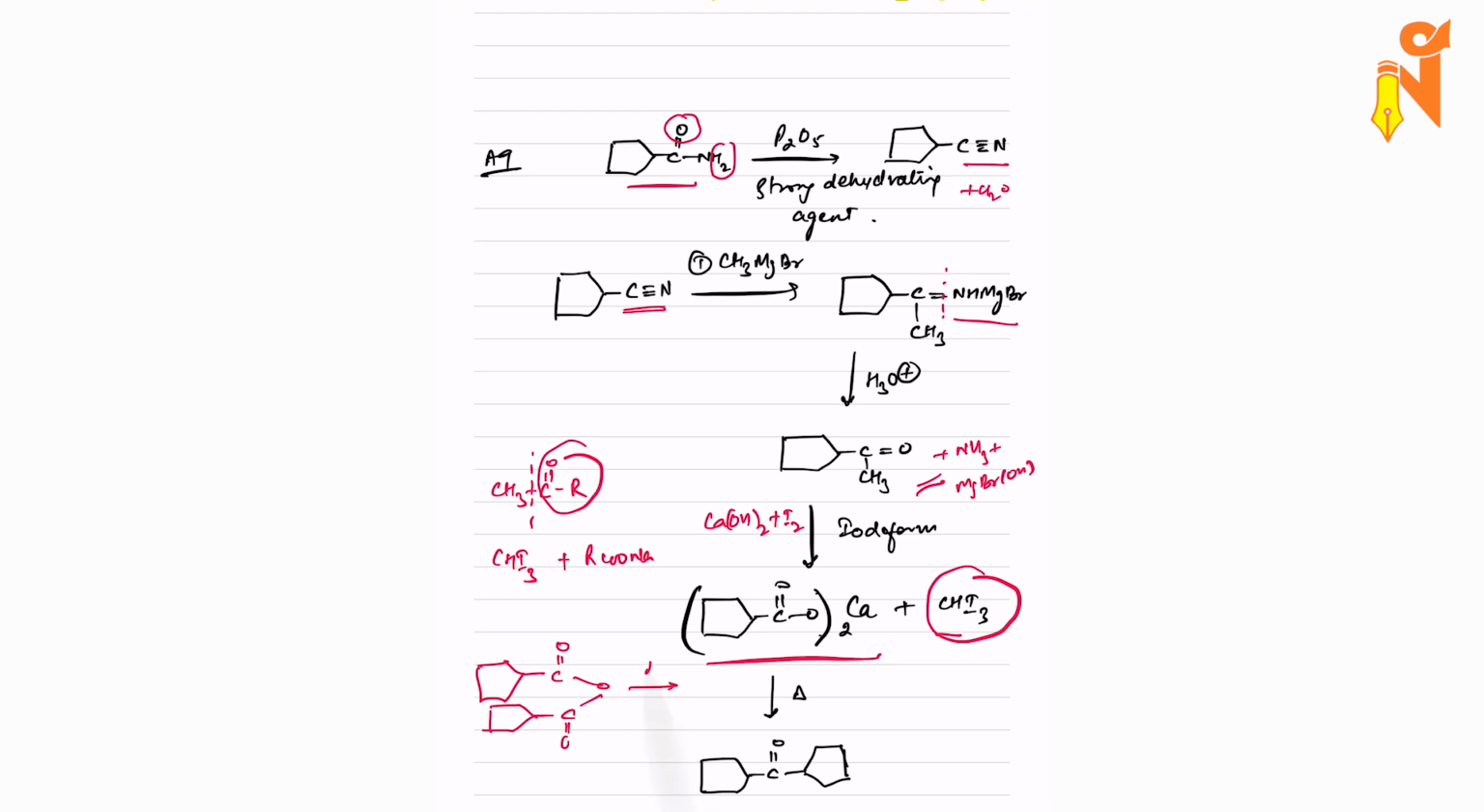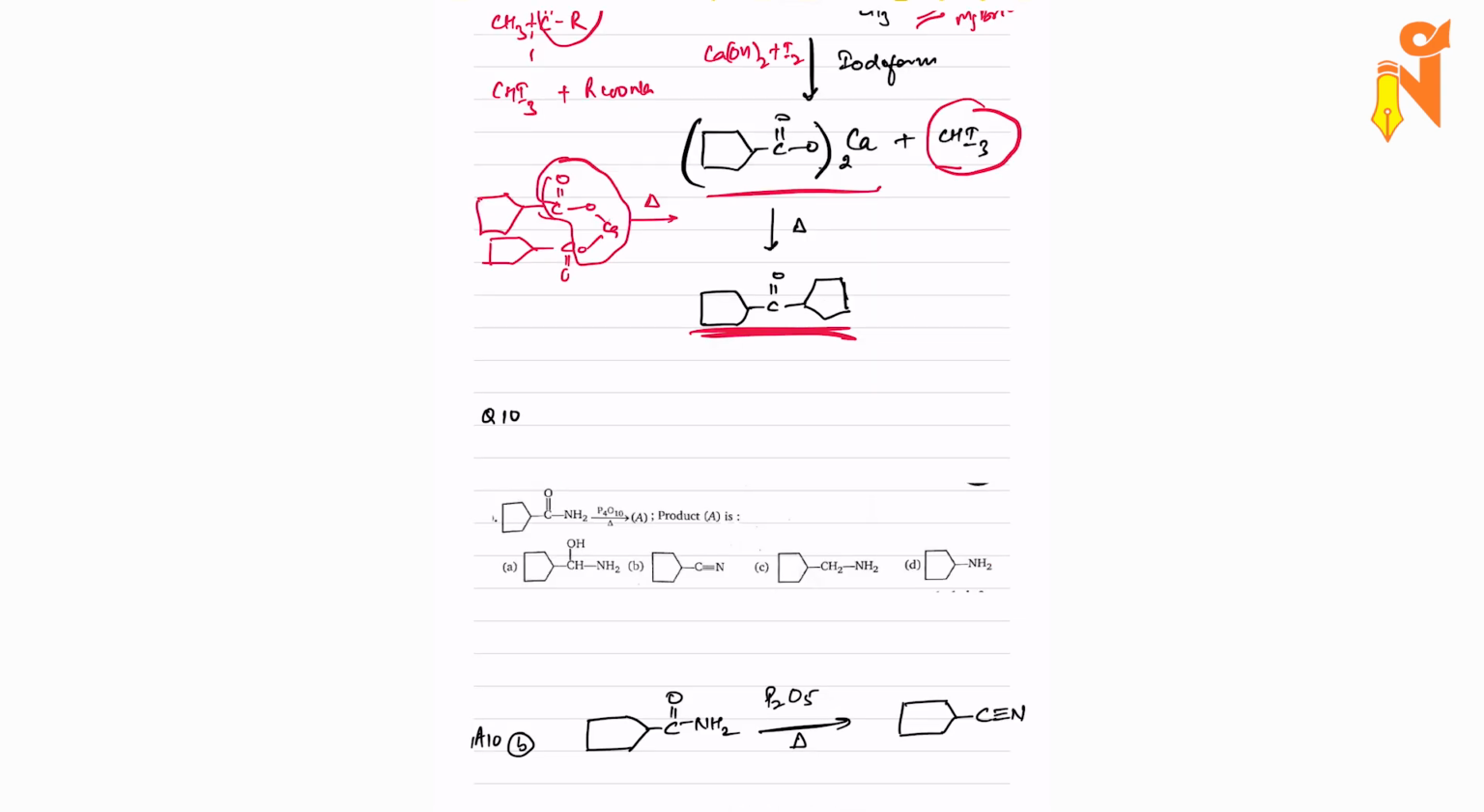And then when you heat it, CaCO3 will be out. Sorry, I have made the molecule wrong. So this is O, Ca and O. So CaCO3 will be out and the ketone will be achieved. So this is the molecule which we'll get. So option number C. Now come to question number 10.